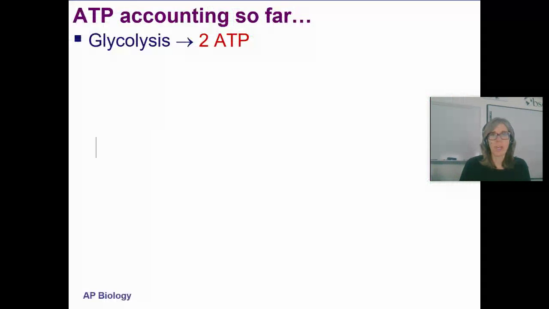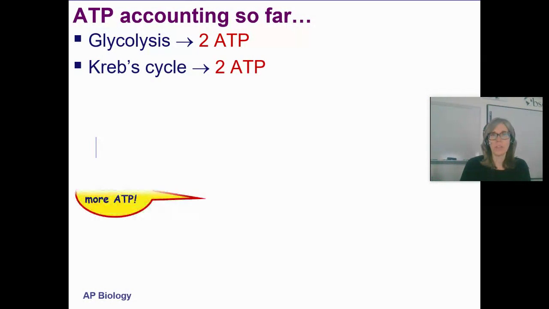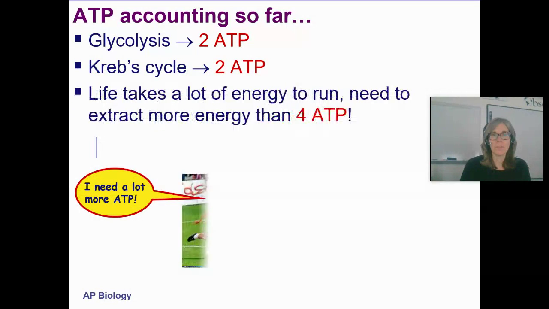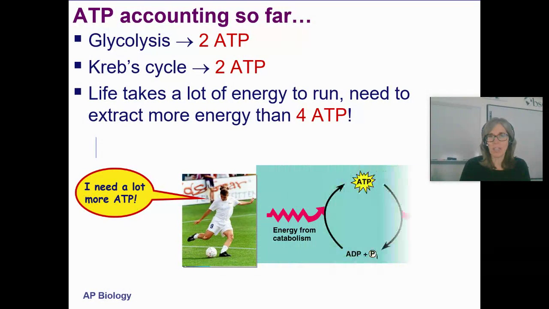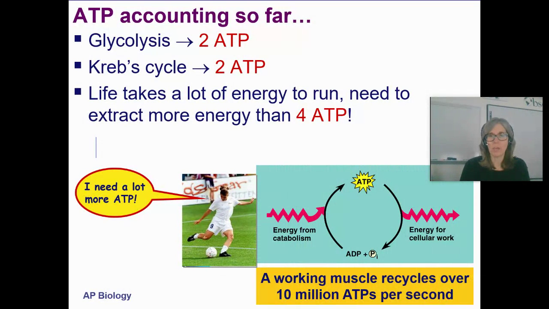Okay, ATP accounting so far. Glycolysis made 2, Krebs has made 2. But life takes a lot of energy, and 4 ATP is not very much. So you need a lot of energy, and there's some better way. A working muscle requires 10 million ATPs per second. There is a process that makes a lot more ATP, and we're almost there.